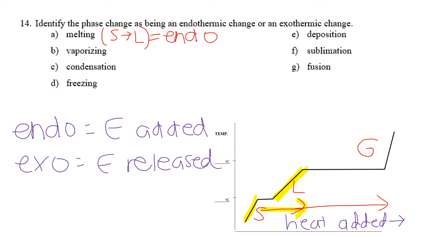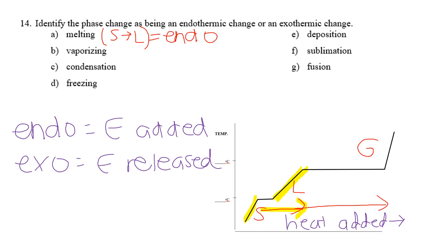Another way I think about it, if you can't think about the heating curve moving right on it, I think about, okay, I know solids move really slow. Liquids move a little faster. And so to move faster, does it require the solid to gain energy or to lose energy? And hopefully you can think, okay, liquids move faster than solids, so the solid must gain energy. That's why it's an endothermic change.